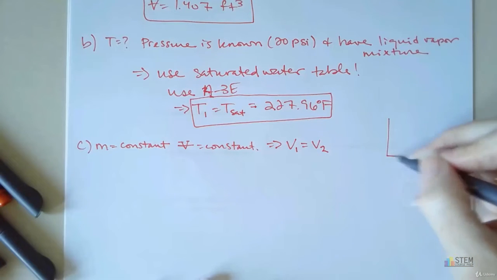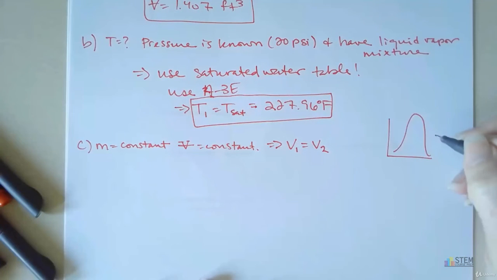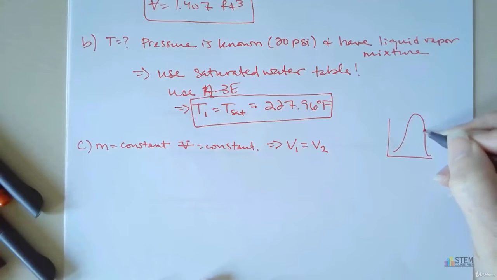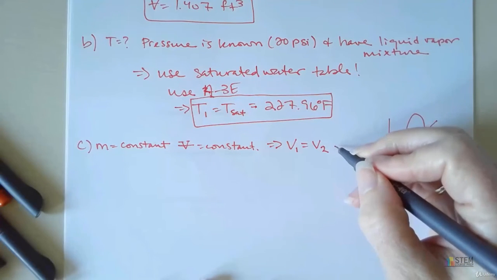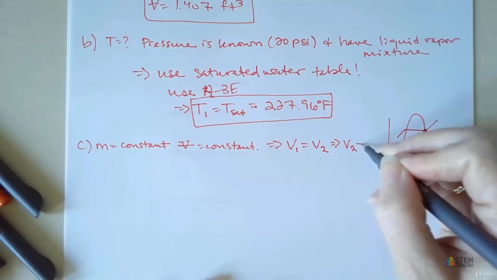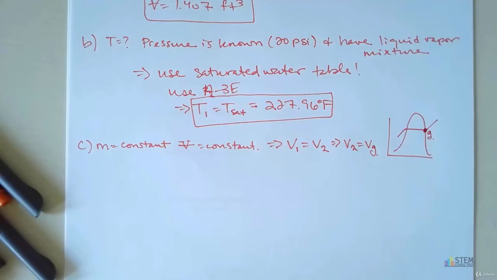So that means if we look at this on this vapor dome, state 2 is going to be all the way over here. Now if we were to draw a line here, that's the G point. So if we find the specific volume right here at this point, that has to equal V2. So V2 is going to equal VG. And that will come up in just a minute, so we'll find out.